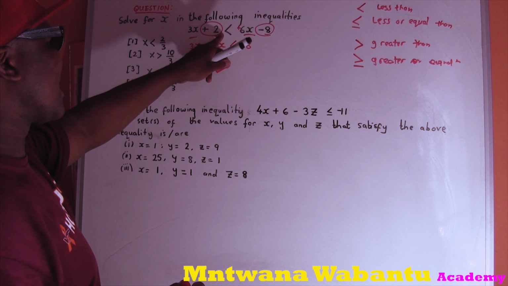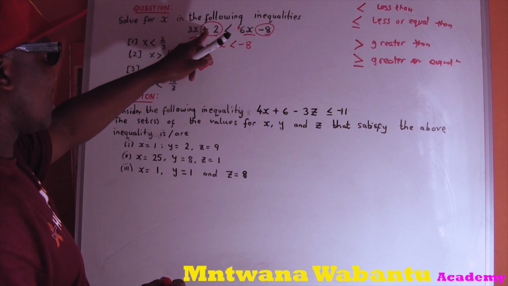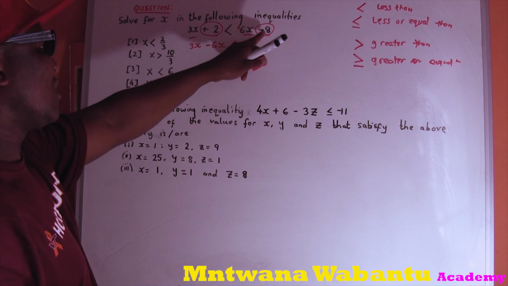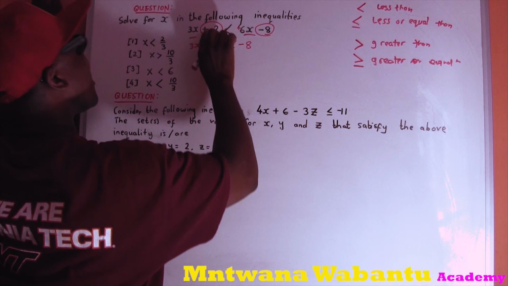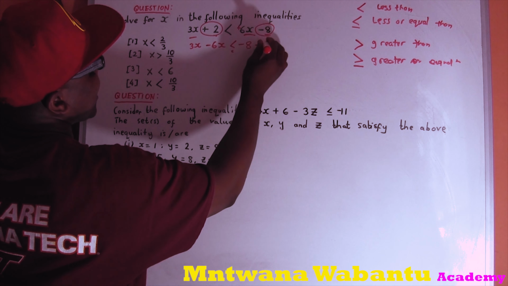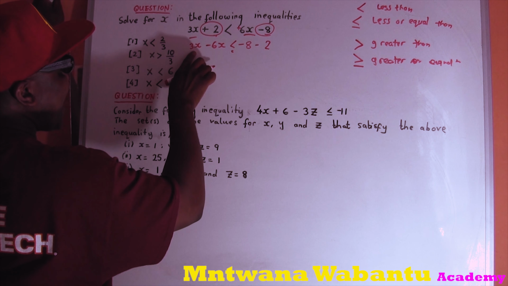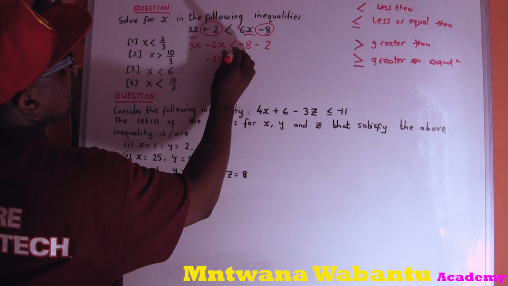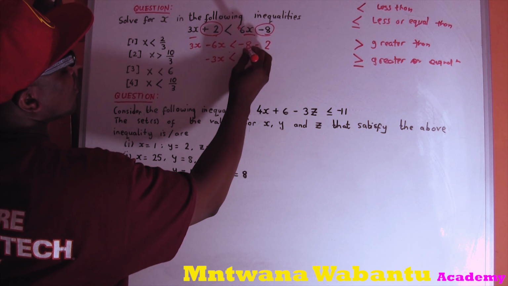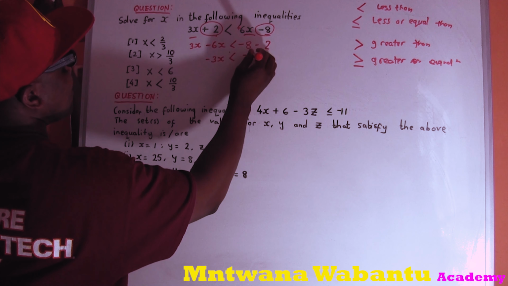Remember, when you look at your number, the sign of a number is always on the left. That's how, when there's no sign here, it's positive. See, the sign of a number is on the left. So we take this to the right, it's positive. When you go over, the sign is going to become negative. 3x minus 6x is -3x. We got less or equal, -8 minus 2 equal to -10.